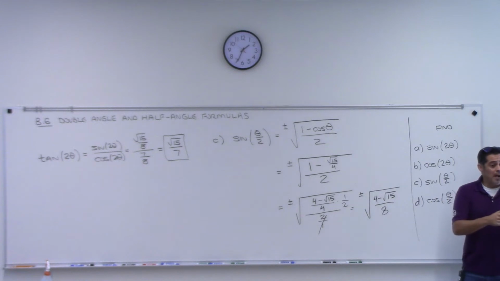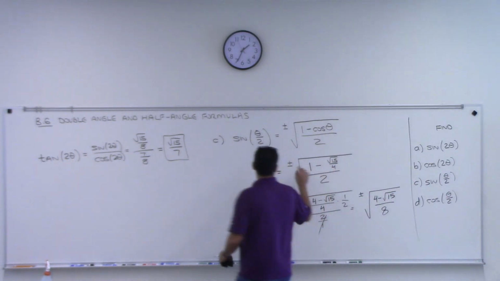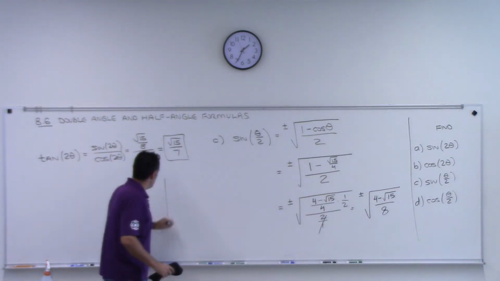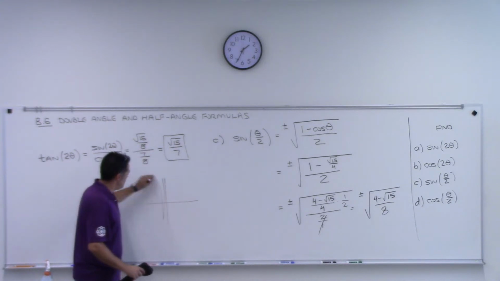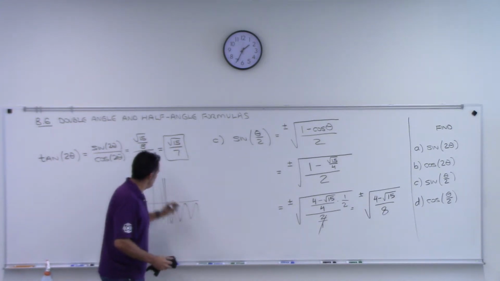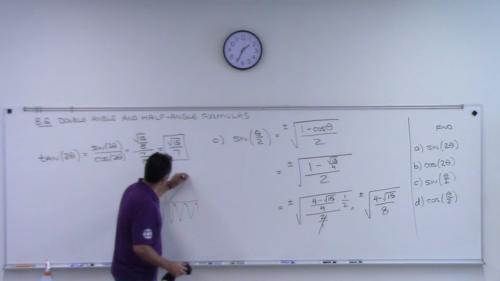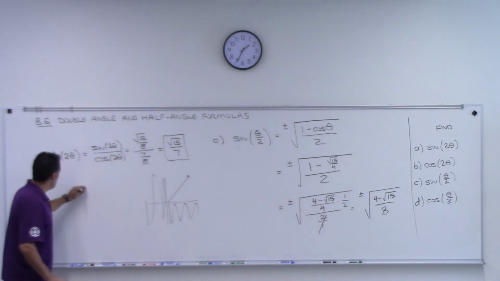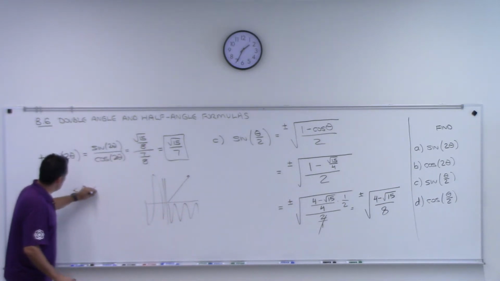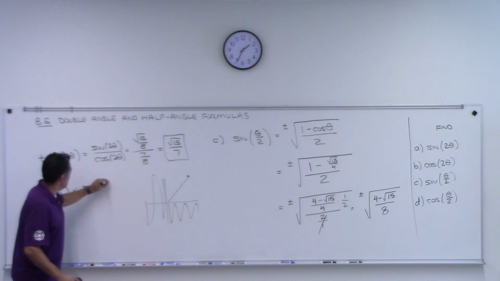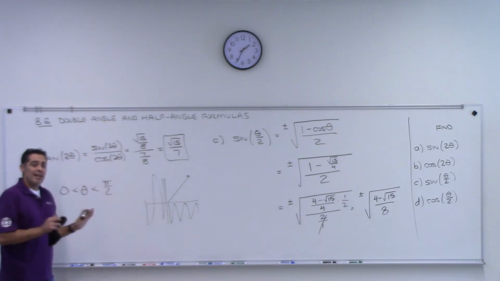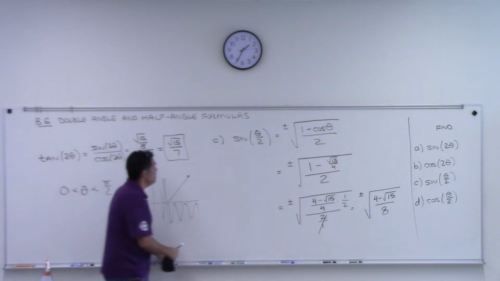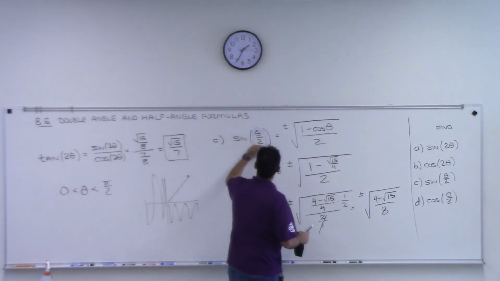So is it plus or minus? We need to figure out, is this answer going to be the plus or the minus? So we go back and we think about where theta was, right? Remember theta was somewhere in here. In fact, it was given to us that theta was between 0 and pi over 2, right? But we're not interested in theta. We're interested in half of theta, right?